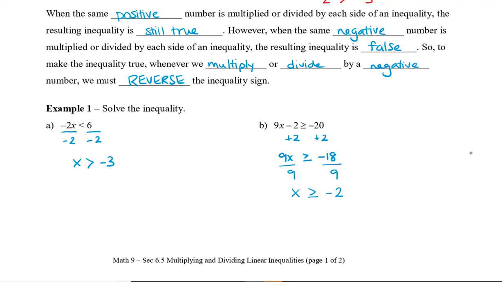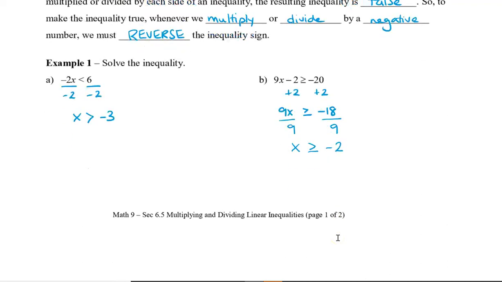So the only time that we flip the inequality, or we change and reverse the inequality sign, is when we multiply or divide by a negative number. When we multiply or divide by a positive number, nothing happens, or nothing changes. Let's take a look at 2 more examples.